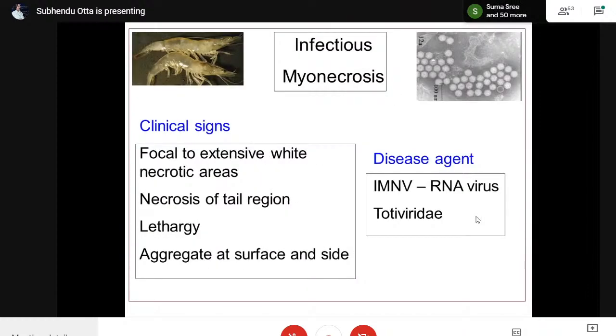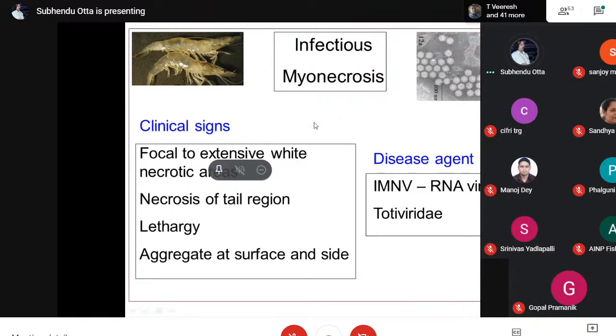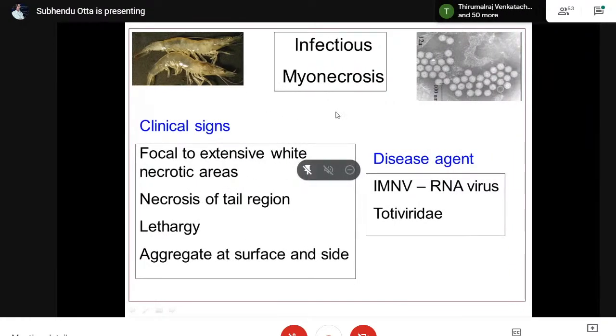And the last is infectious myonecrosis virus. For a long time, it was not reported from India. But as I told, from 2016 onwards, it was first reported from West Bengal, and now it has spread to other parts of the country, like Andhra, Tamil Nadu, Gujarat. Also, many places it has been detected. And the main clinical signs: from the tail region, it starts with necrosis, white color, sepsis-like things, and sometimes this part also falls off, the shrimps totally lose this part, and that's why the market value comes down.